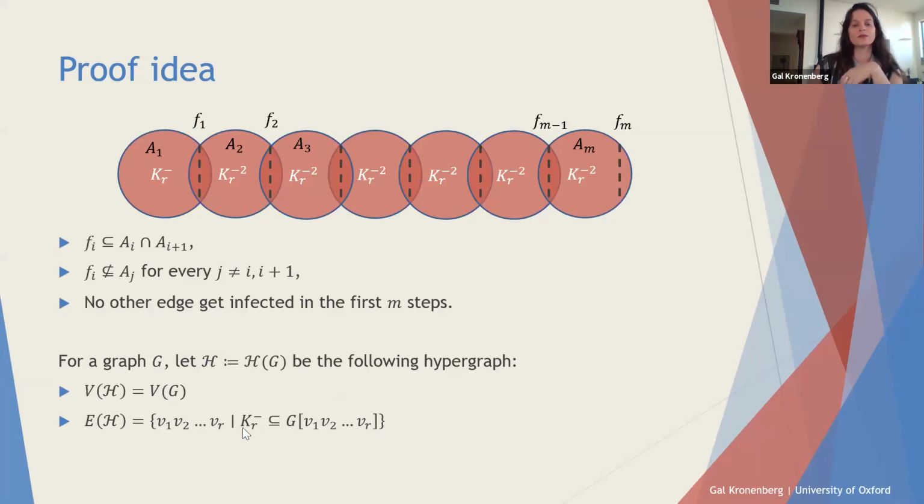The reason that I wrote it: K_R minus is just K_R minus one edge. And of course, maybe I should have said it before, if I have a copy of K_R minus an edge in my graph, then for sure it will become a copy of K_R because I have only one missing edge. So every time a copy of K_R minus an edge appears in my graph, then in the next step it will immediately become a copy of K_R. So we want to find something of this sort.